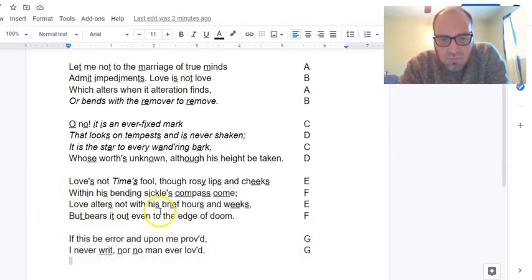Alters and his both have the S sound, so does weeks and hours. So we got four S's and consonants at the end of this one. Brief and weeks both have the same assonance sound. So, he does a good job of using sound devices to unify the poem.